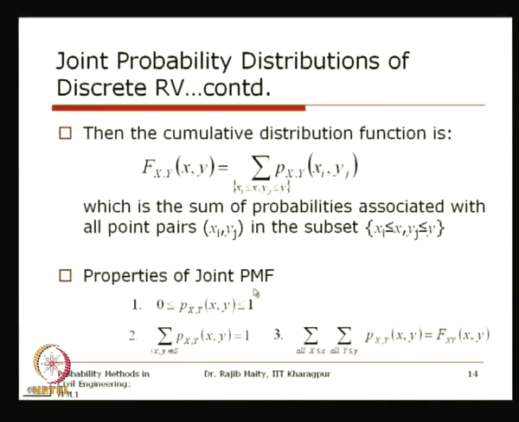Now about the properties of the joint PMF: this PMF value can have a lower limit of 0 and an upper limit of 1. If we add up these probabilities, the total should be equal to 1. And if we add up up to some specific value of x and y of this function, then we get the cumulative distribution function, which is denoted as capital F_XY(x, y).